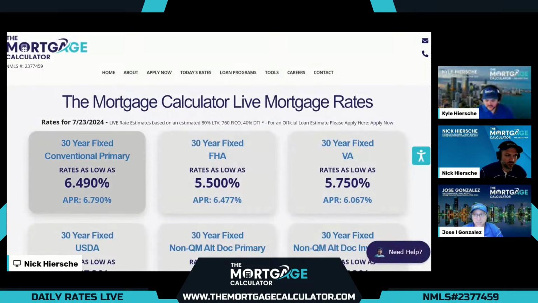So first option, we always go over the standard option that most people think of when they think of a mortgage, 30-year fixed conventional loan for a primary home. Rates as low as 6.49 today, final APR 6.79, right about the same as it was yesterday.